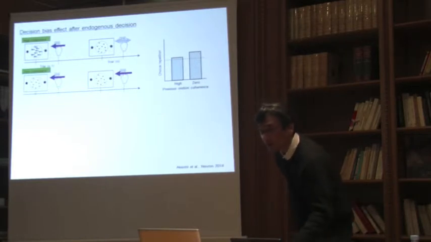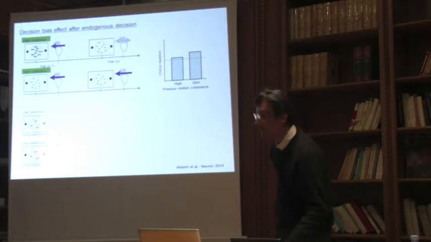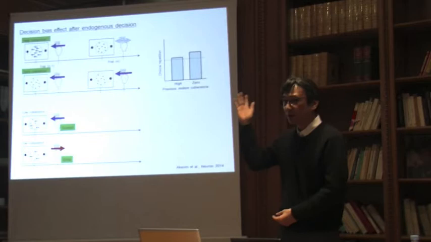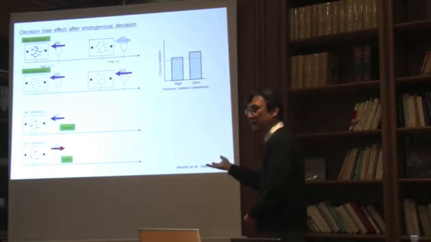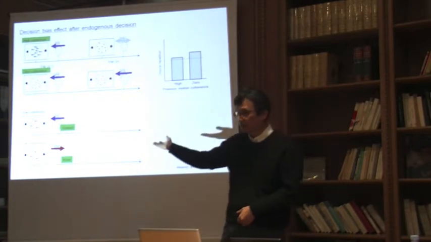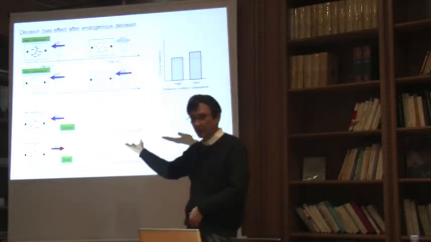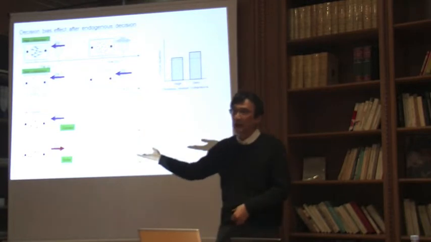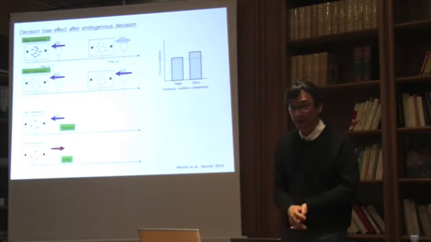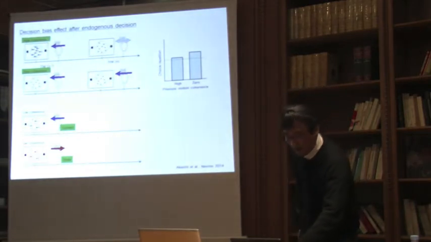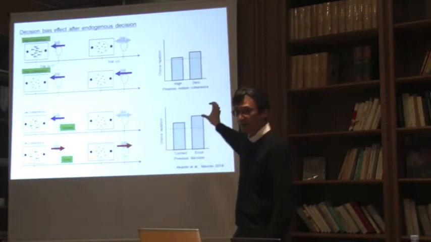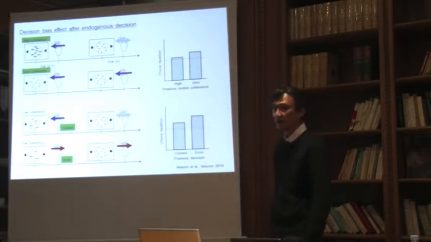And this idea seems to be supported by the error trial analysis. When we present a low coherence motion, subjects sometimes make errors. An erroneous decision can be thought of as being made by some endogenous noise or some sort of internal signals. And in these situations, there is a larger choice repetition probability on the next trial.